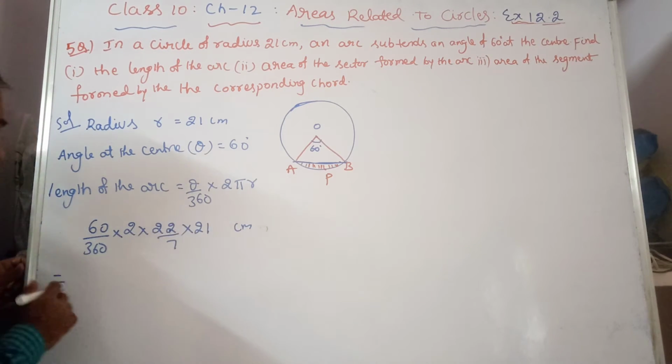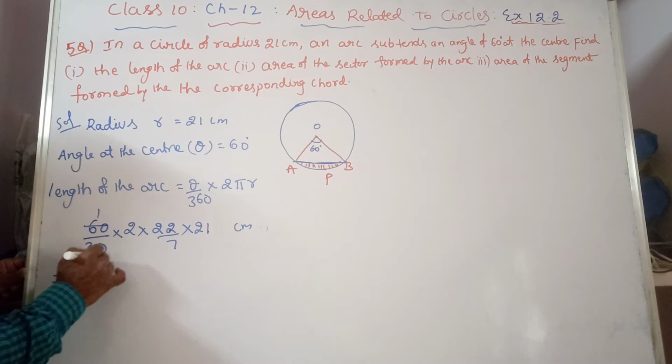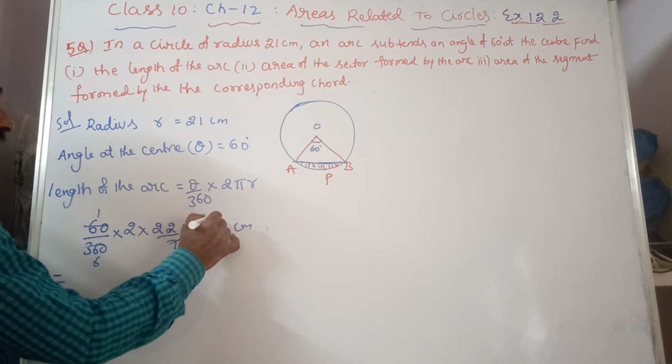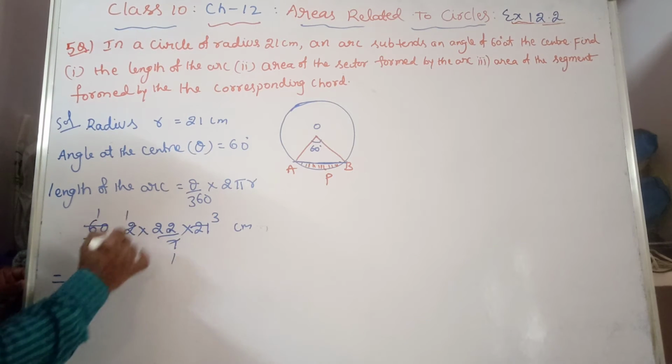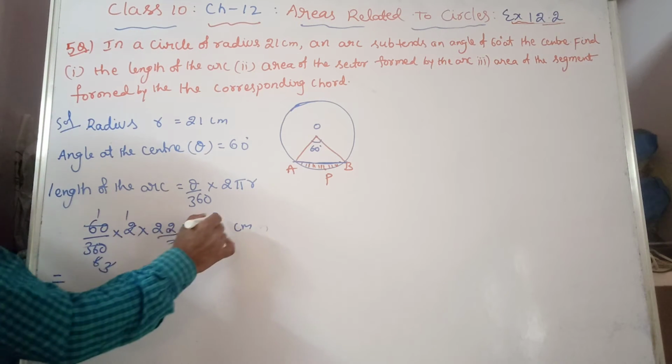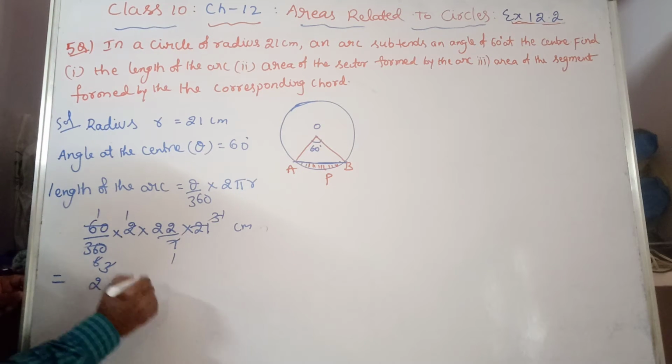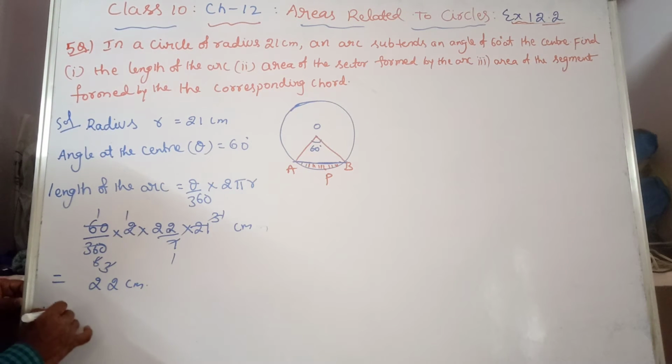Now 60 ones are 60, 6 are. Next 7 ones are 7, 3 are. 2 ones are 2, 3 are. 3 ones are 3, 1 are. So which is equal to 22 centimeters we got. Therefore, length of the arc.